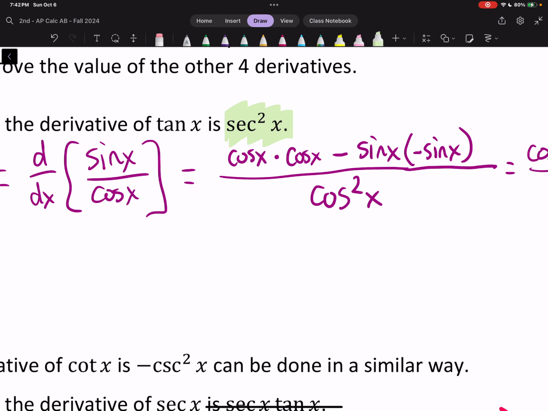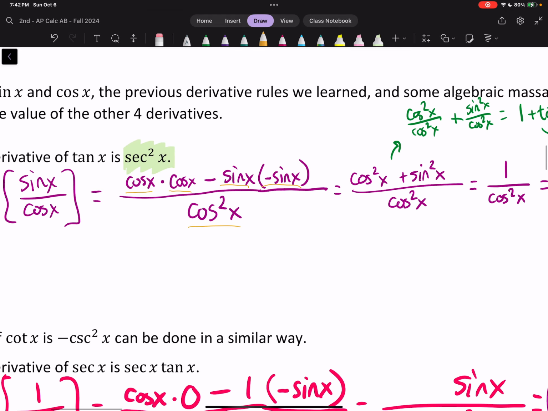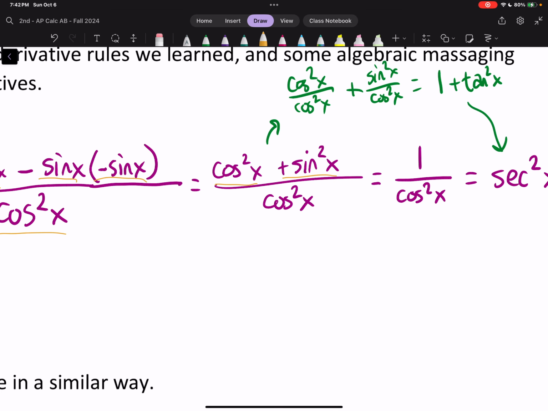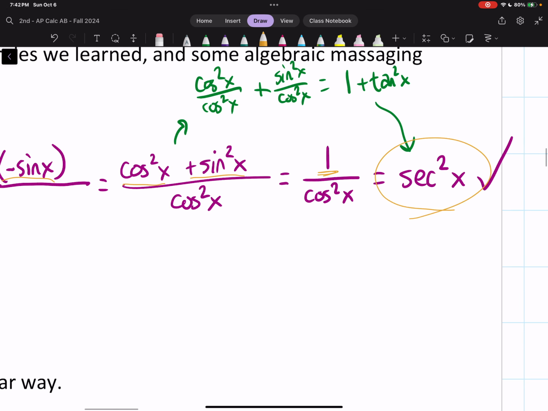Now we can use our quotient rule for derivatives, and we can say low d high minus high d low over low squared, and simplify. Okay, we've got cosine squared. We've got a double negative, so that's a plus. We've got sine squared. Cosine squared plus sine squared is our trig identity, so we can rewrite that as just 1. 1 over cosine squared is secant squared of x. And we're good to go.